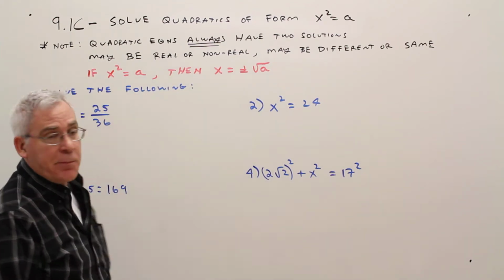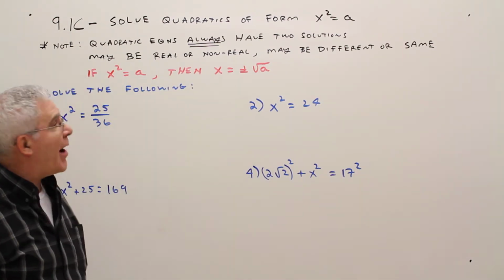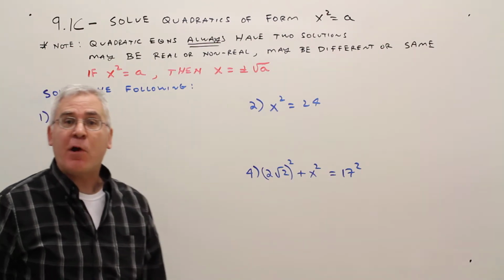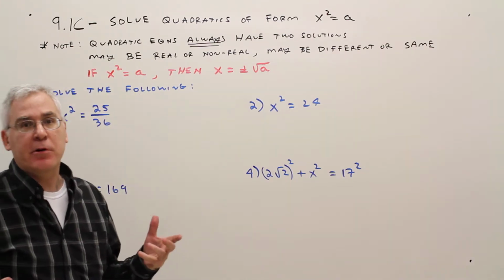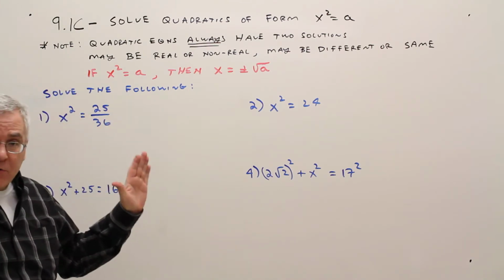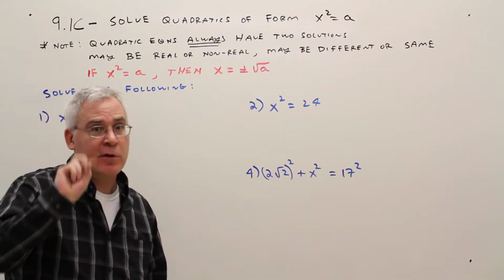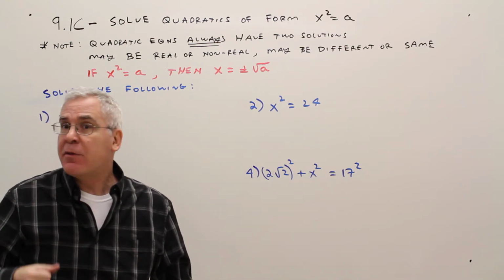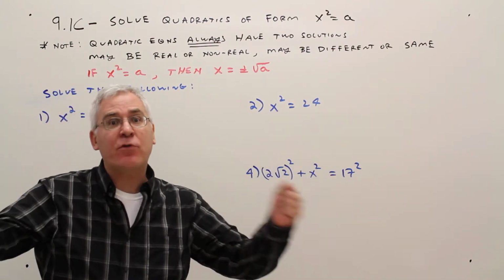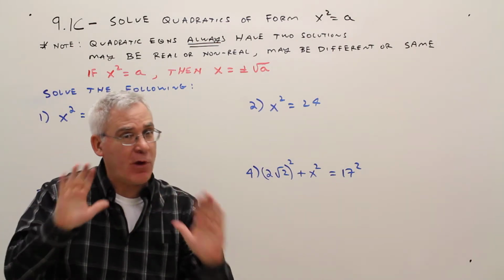Welcome to video 9.1c. Solve quadratics of the form x squared equals a, where a is a constant. All right, big note. All quadratic equations have two solutions. They may be real or non-real. The two solutions may be different or they may be identical, but there's always two of them.